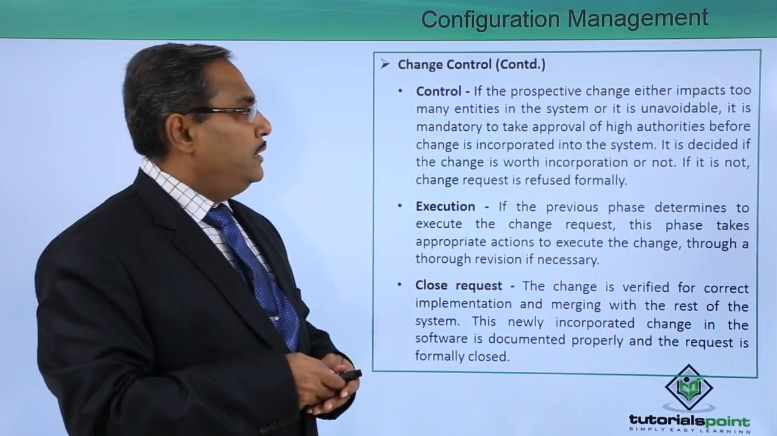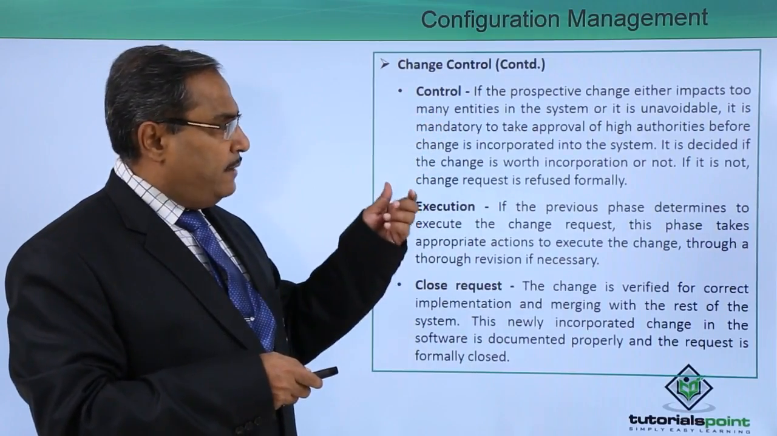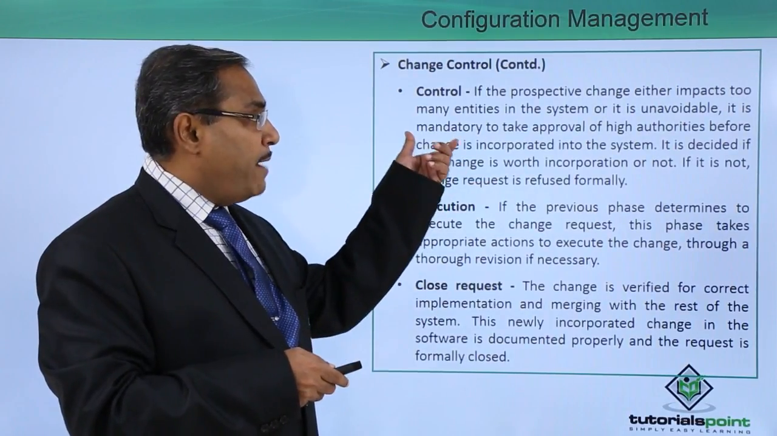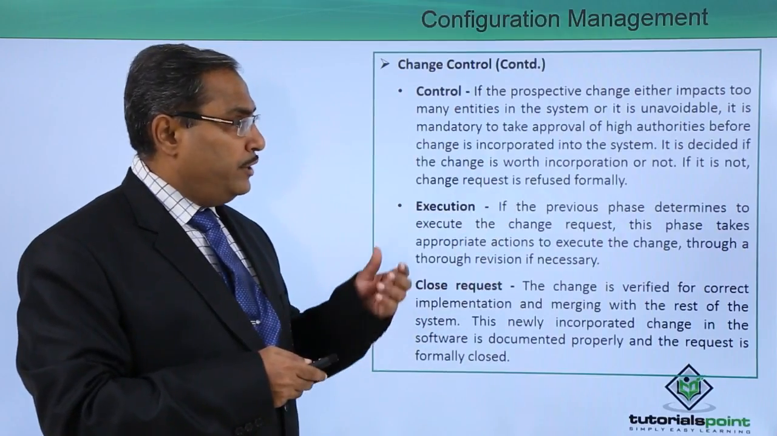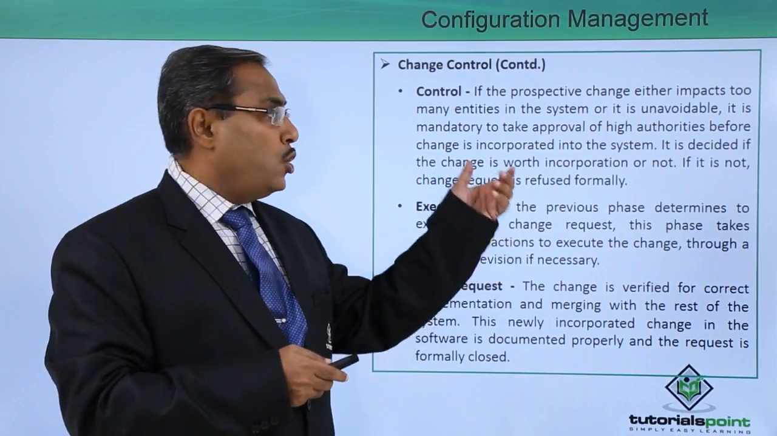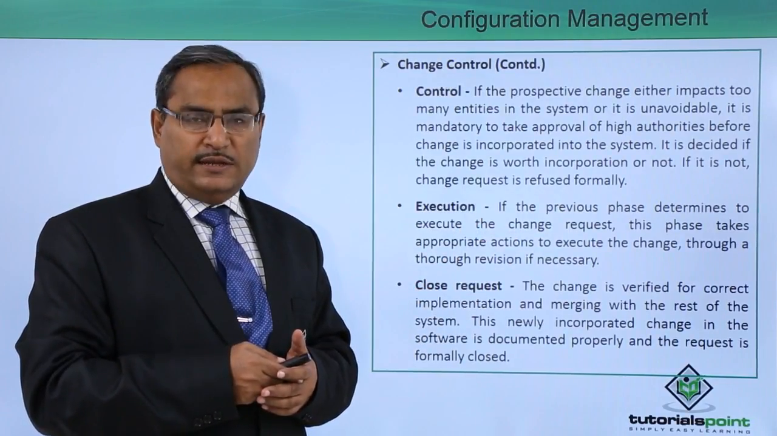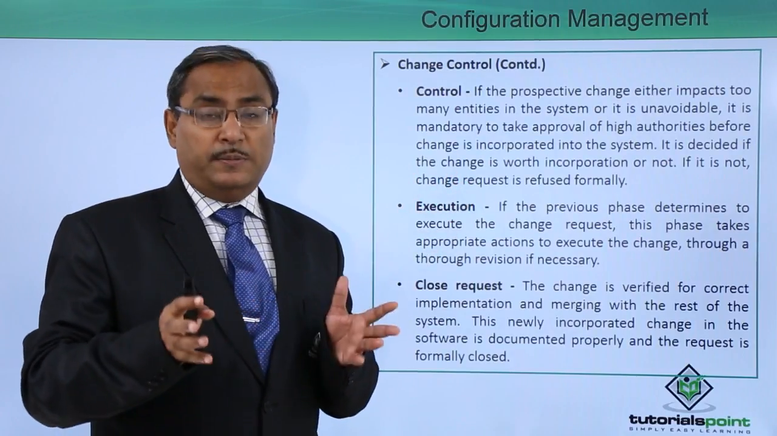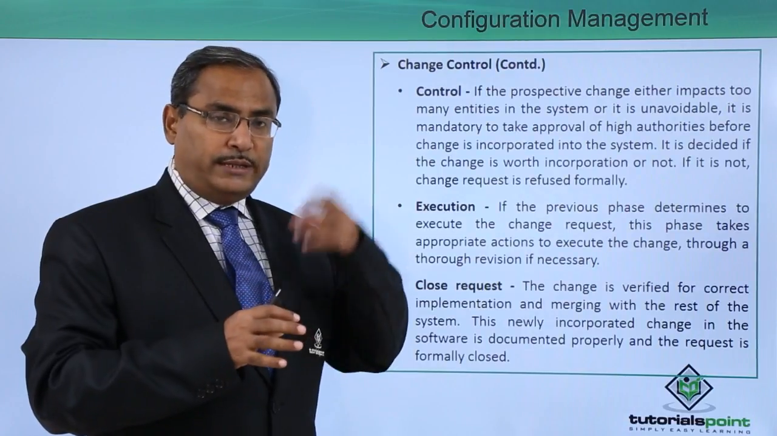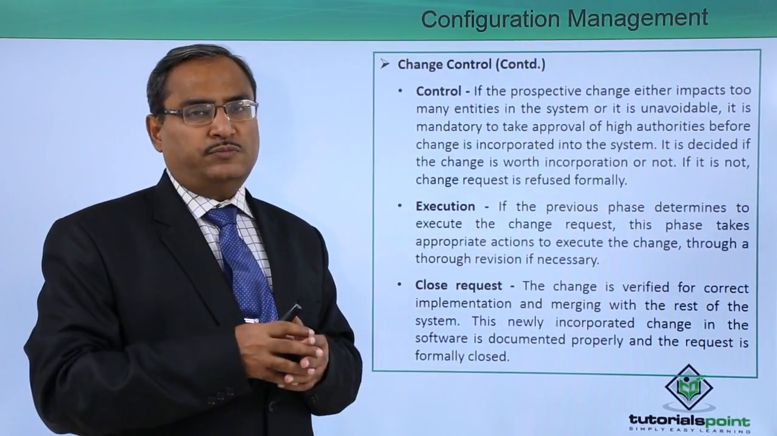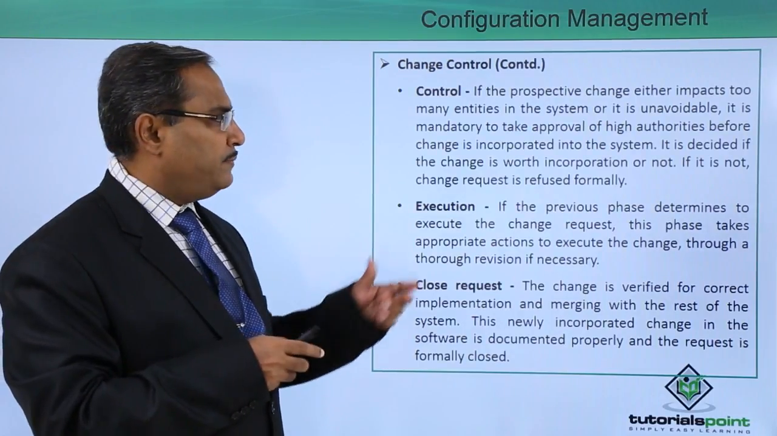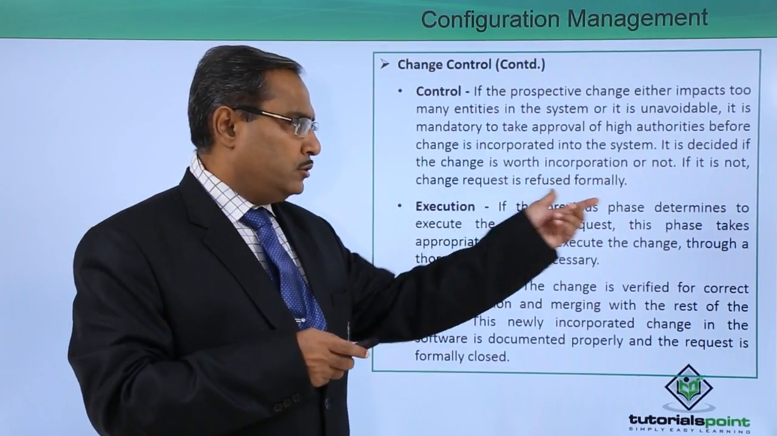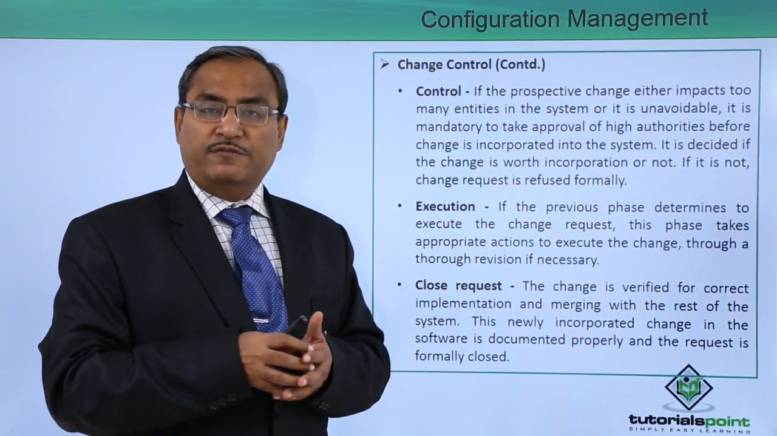Next one is the control. If the prospective change either impacts too many entities in the system or it is unavoidable, then it is mandatory to take approval of higher authorities before the change is incorporated into the system. If you find that the change request involves different entities in the software system, and it is unavoidable that they are going to be affected, that's why you should take permission from the higher authority before getting this change request incorporated in the existing software. It is decided if the change is worth incorporating or not. If it is not, the change request is refused formally.